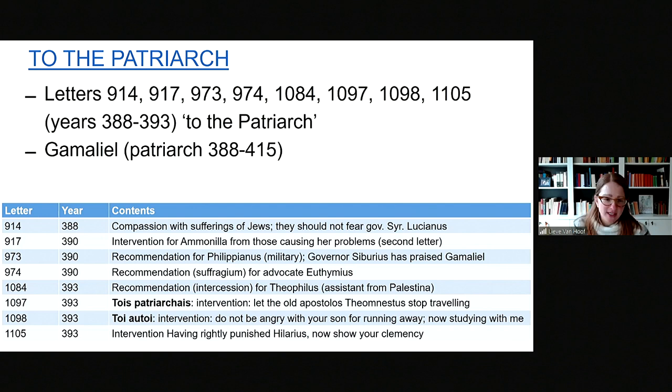For example, very interesting, an intervention for a woman, Amonila, who is in trouble, and Libanius writes to the patriarch to ask that he would support her. And he also refers in that letter to a previous letter he wrote to the patriarch for Amonila. We know that more communication between Libanius and the patriarch must have happened than just the eight letters which we have here.